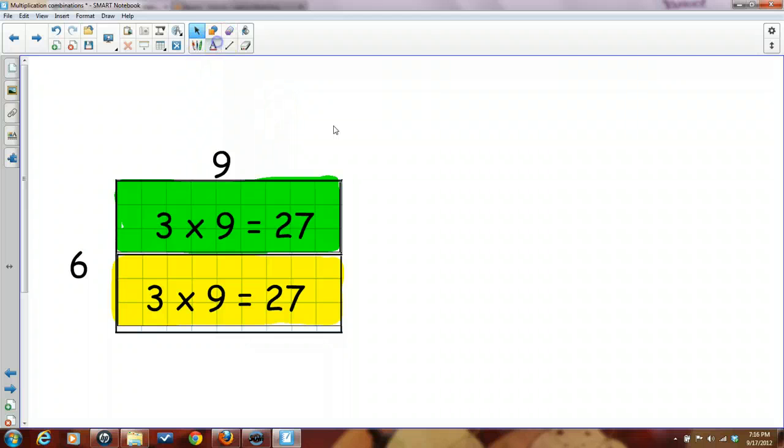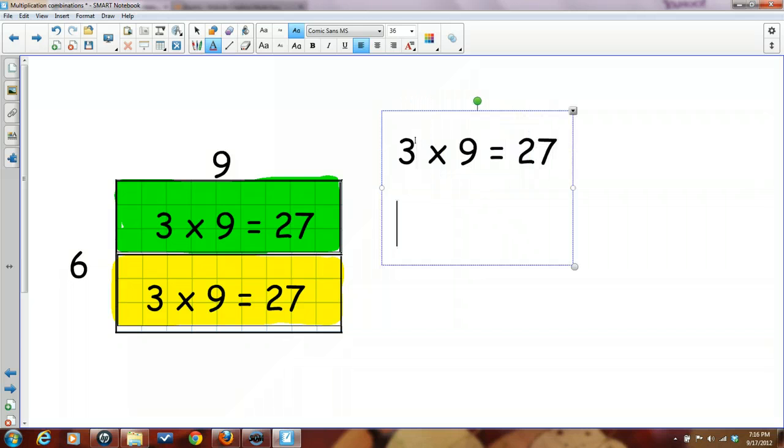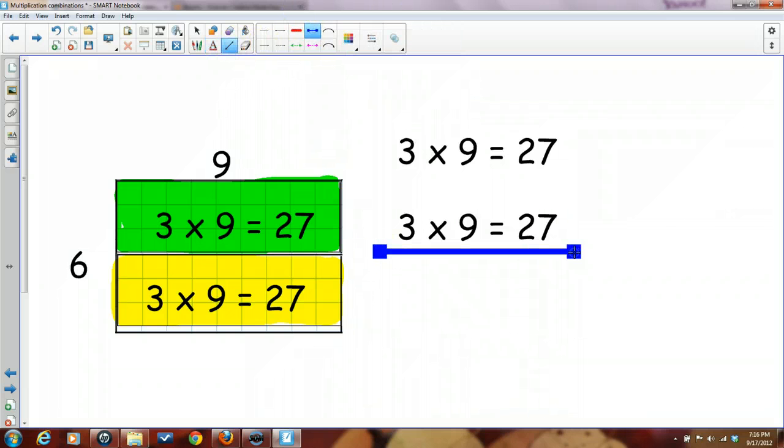Let me show you how to write that as an equation. I've got 3 times 9 equals 27. Then I have another 3 times 9, and that equals 27. So what I'm going to do is make this into an addition problem. There's my addition line. And then I'm going to add my plus sign right here.